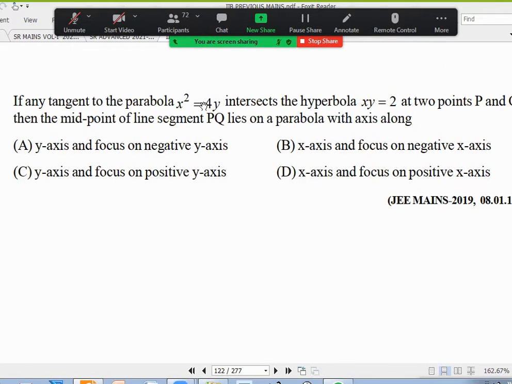If any tangent to this parabola intersects this hyperbola at 2 points P and Q, the midpoint of PQ lies on a parabola with axis along the y-axis. So you want the locus of the midpoint of PQ. Maybe you can visualize it and see it.